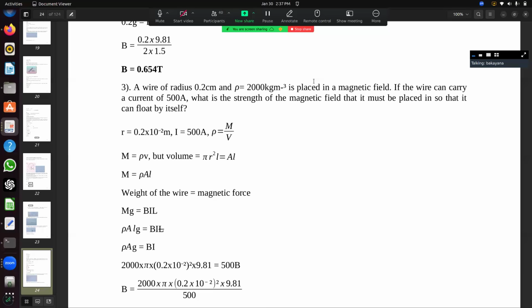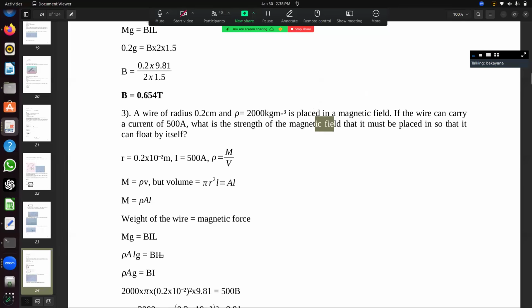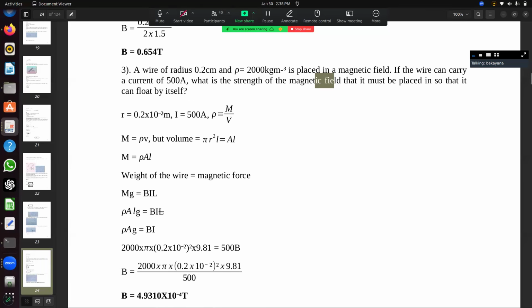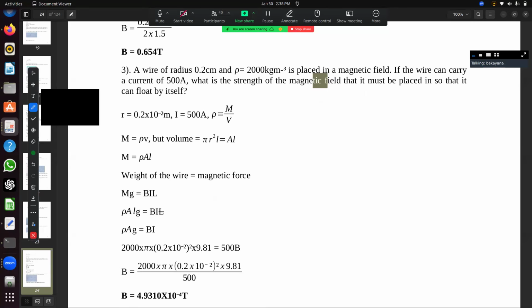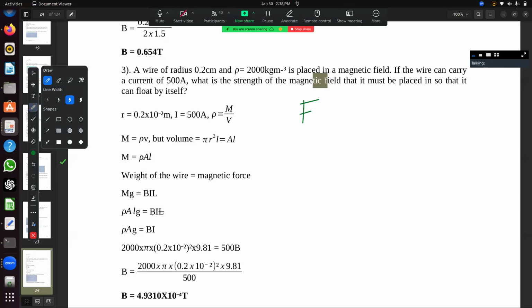Someone asked where F is equal to B I L comes from. This was the previous time we talked about the force on a current carrying conductor. We looked at it last time, and we said that the force on a current carrying conductor depends on some factors.